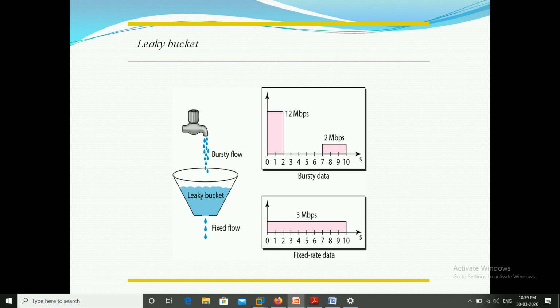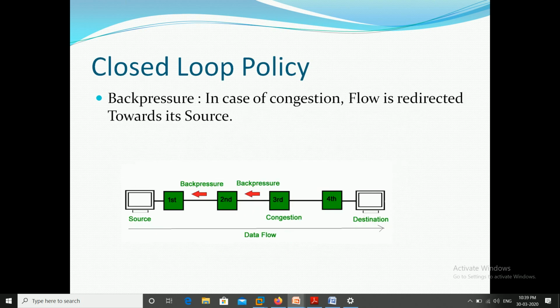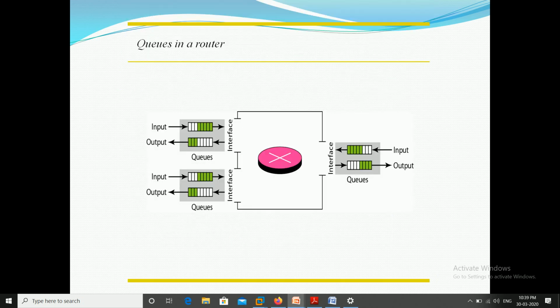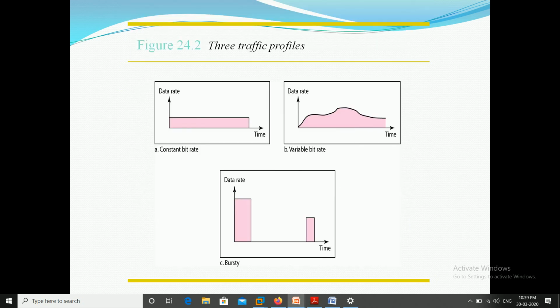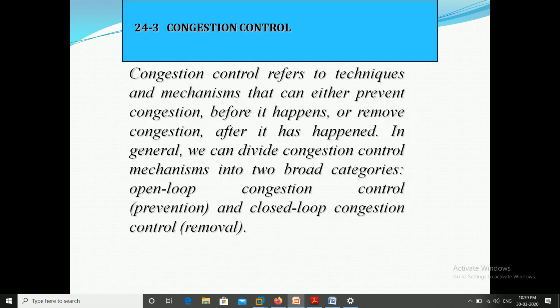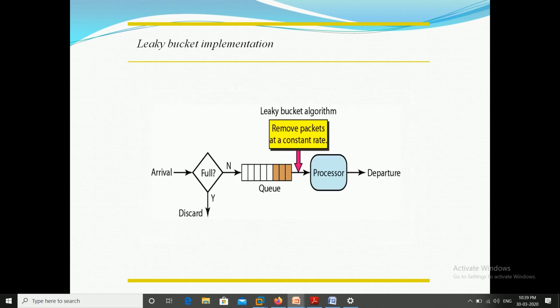How is it related to the traffic? We have earlier discussed that three types of traffic are there, right? We have traffic of variable data rate, constant, and bursty. Congestion normally will happen, let's say, in the bursty case. So what will happen in the bursty case?